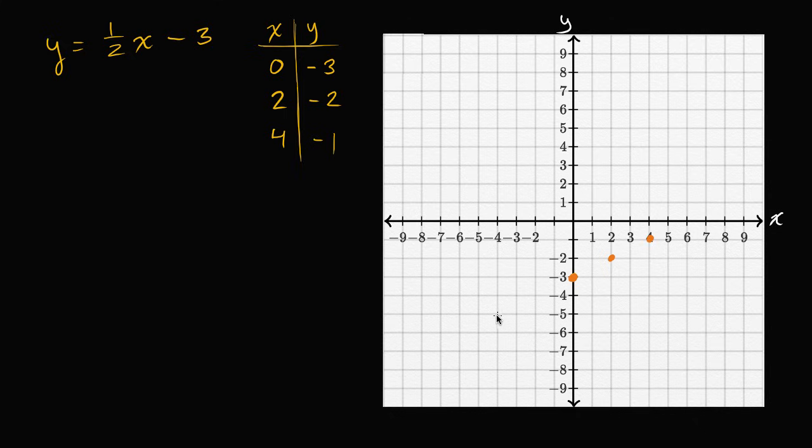And I could draw a line that connects all of these. So it would look something like that. So this right over here, this is the graph of y is equal to 1/2 x minus 3. Now when we look at a graph like this, an interesting thing that we might want to ask ourselves is, where does the graph intersect our axes?